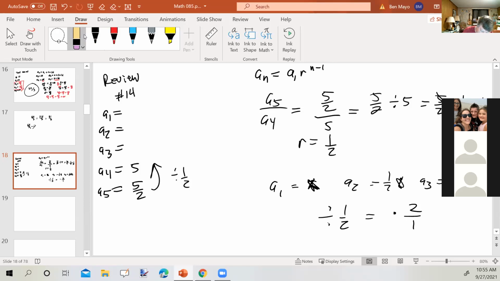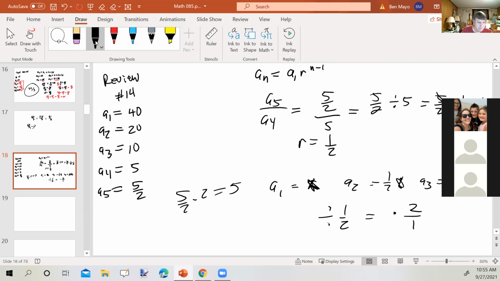So from here to here, I'm going to go times 2. Isn't 5 halves times 2 equal to 5? So 5 times 2 is 10, times 2 is 20, times 2 is 40. Now, it says enter your answers in a comma separated list. Since this one doesn't have fractions as the answers, it wouldn't be a problem. You'd have 40, 20, 10, and 5, and then 5 halves. We okay with that one?